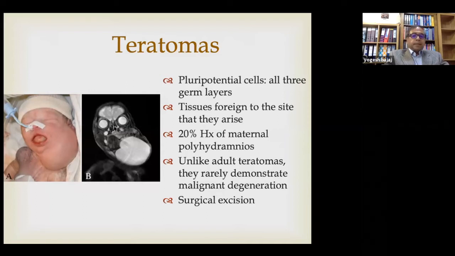Teratomas can happen anywhere in the body, very rare. Yeah, ultimately, it's a matter of making a diagnosis and surgically excising.